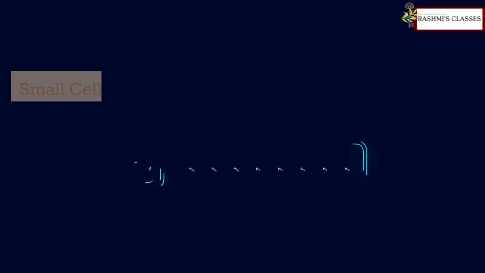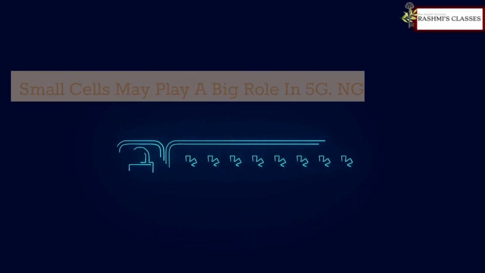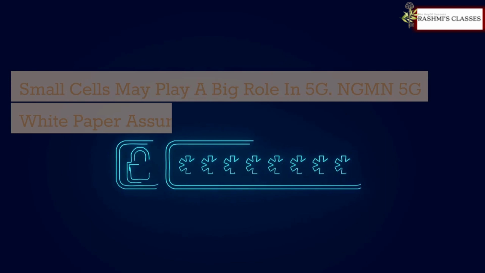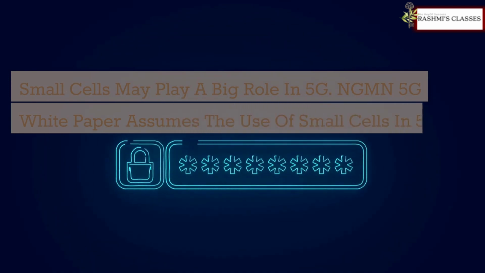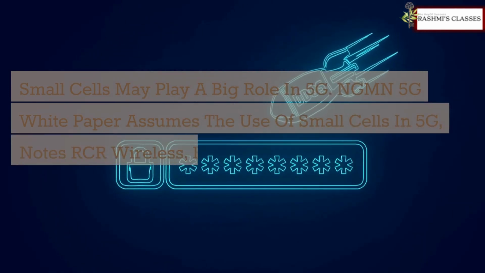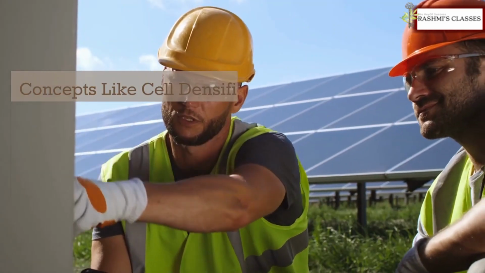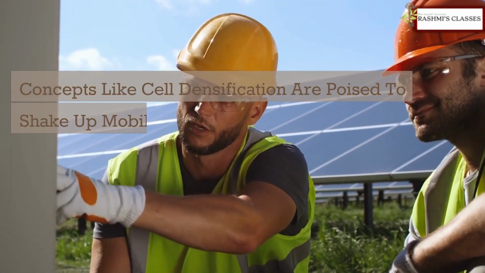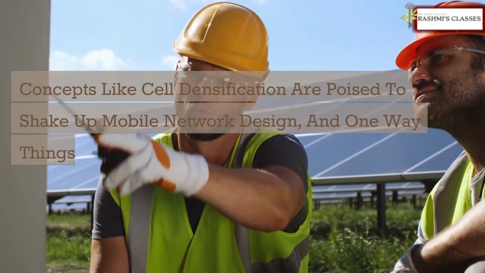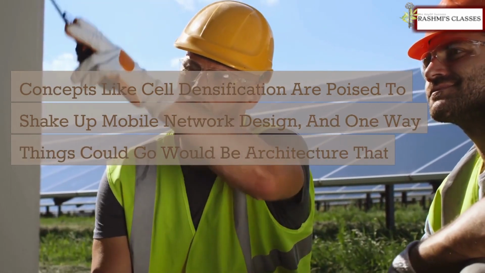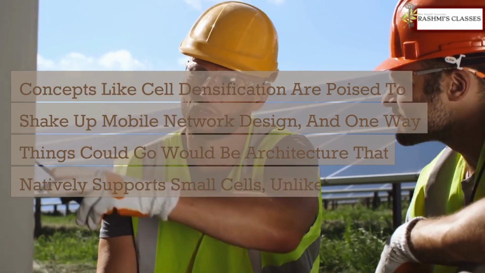Question 12. What role could or should small cells play in 5G networks? Answer. Small cells may play a big role in 5G. The NGMN 5G white paper assumes the use of small cells in 5G, notes RCR Wireless, but those cells will need better security. Concepts like cell densification are poised to shake up mobile network design, and one way things could go would be architecture that natively supports small cells, unlike LTE.